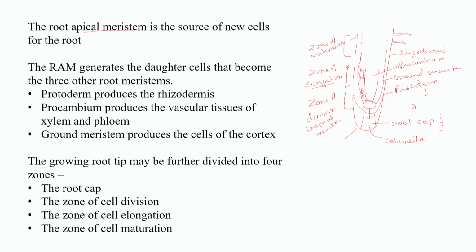So once the cells have completely matured and attained their full structure and full function, from this zone they will start functioning, and they will give rise to root hairs, and then after that lateral roots will come out.